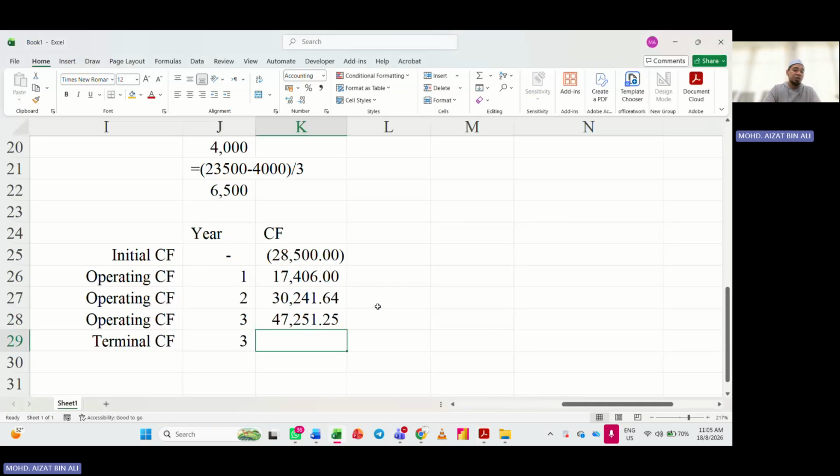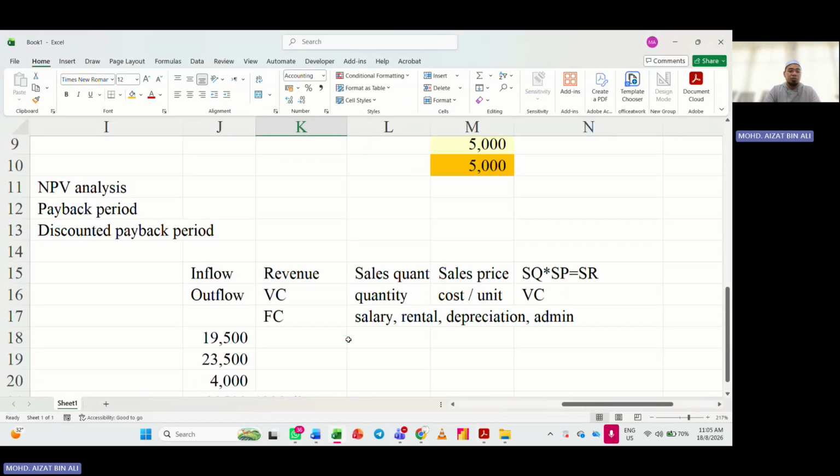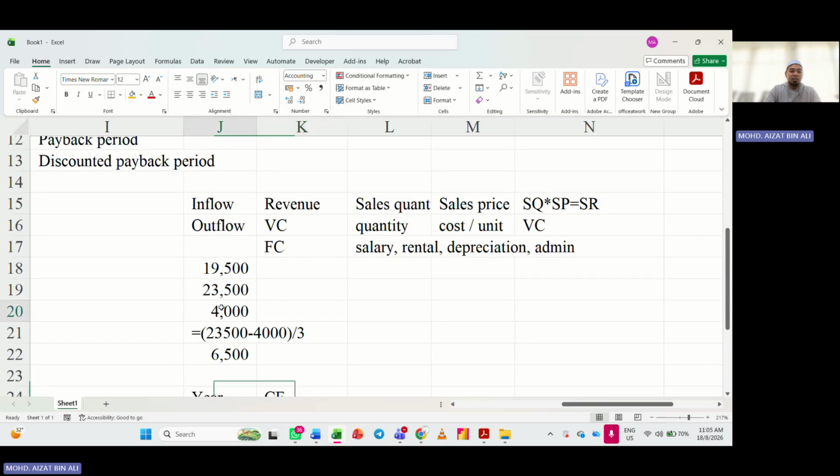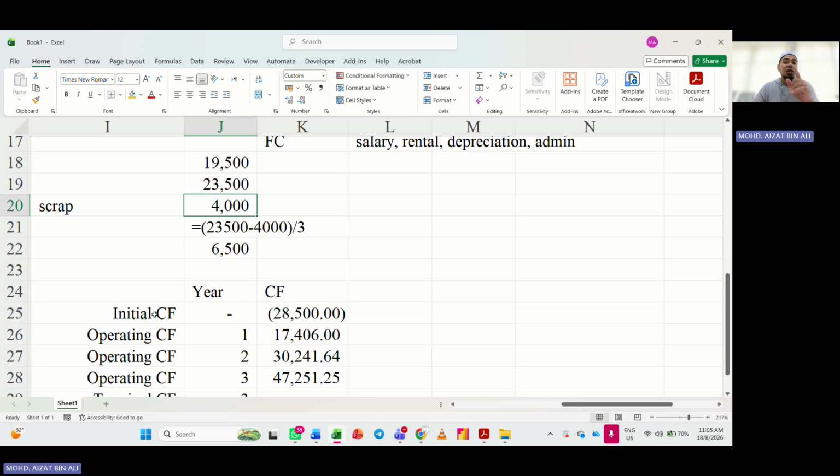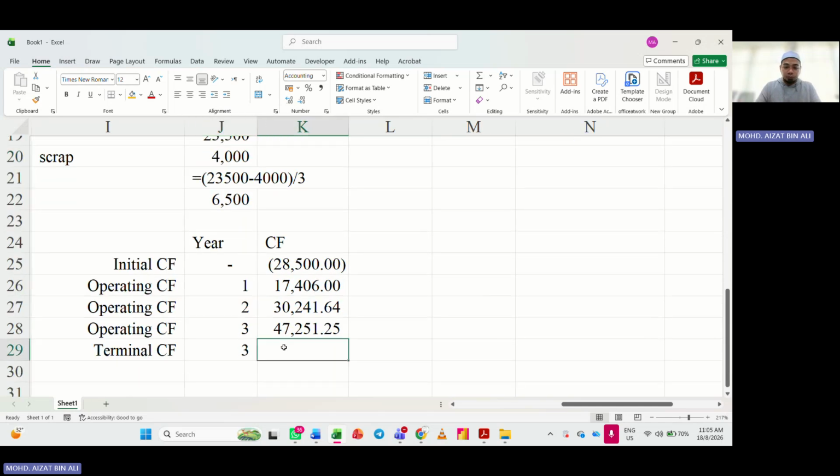I'm going to show you the calculation. In this situation, we consider the scrap value as 4,000 ringgit. What does scrap value mean? Scrap value means the value of the machine at the end of the period of usage, at the end of its useful life. We use this machine for 3 years, and after 3 years, how much is it worth? 4,000 ringgit. Let's assume we can sell this machine at 4,000 ringgit, so let's include 4,000 ringgit here.